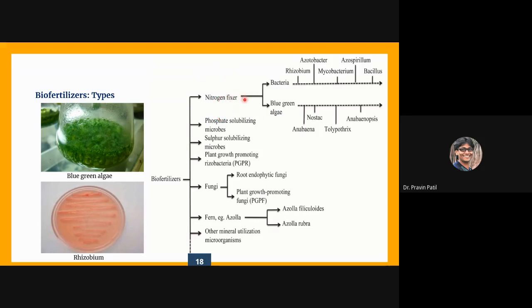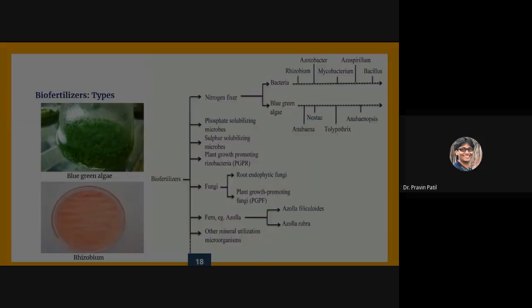In nitrogen fixers, there are two main categories, bacteria and blue-green algae. The bacteria are again subdivided into Rhizobium, Azotobacter and so on. These are the types of different bacterial strains that can be used as nitrogen fixing agents in the biofertilizer sector. Similarly, blue-green algae have different algal species that can also be employed in the process. This is just to give you an idea of what kind of biofertilizers can be obtained using microorganisms.